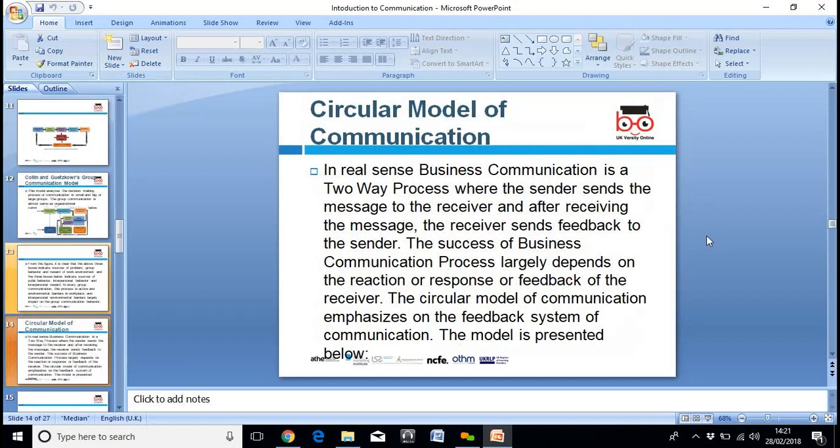Circular model of communication. In real sense, business communication is a two-way process where the sender sends a message to the receiver, and after having received the message, the receiver sends feedback to the sender or answers whatever remark was made. The success of the business communication process largely depends on the reaction or response or feedback from the receiver. The circular model of communication emphasizes that the feedback system of communication is presented below. These are more complex ones.